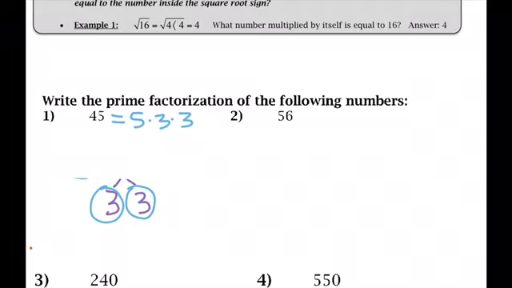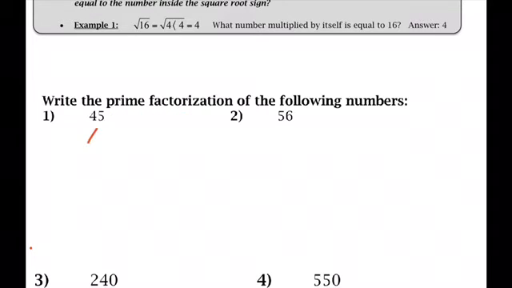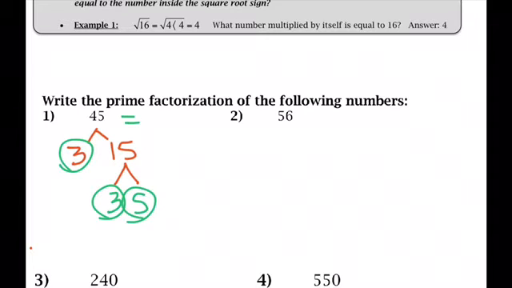Sometimes people wonder, what if I thought of something else? What if I did, say, 3 times 15 for 45? Will I get a different answer? The answer is no. You're going to get exactly the same thing. 3 is prime, so we're going to break down 15 to 3 times 5, and you notice you still get 3 times 3 times 5. It doesn't matter what order you write it in. Usually when we write prime factorization, we go from smallest to biggest, but it truly doesn't matter because multiplication is commutative.